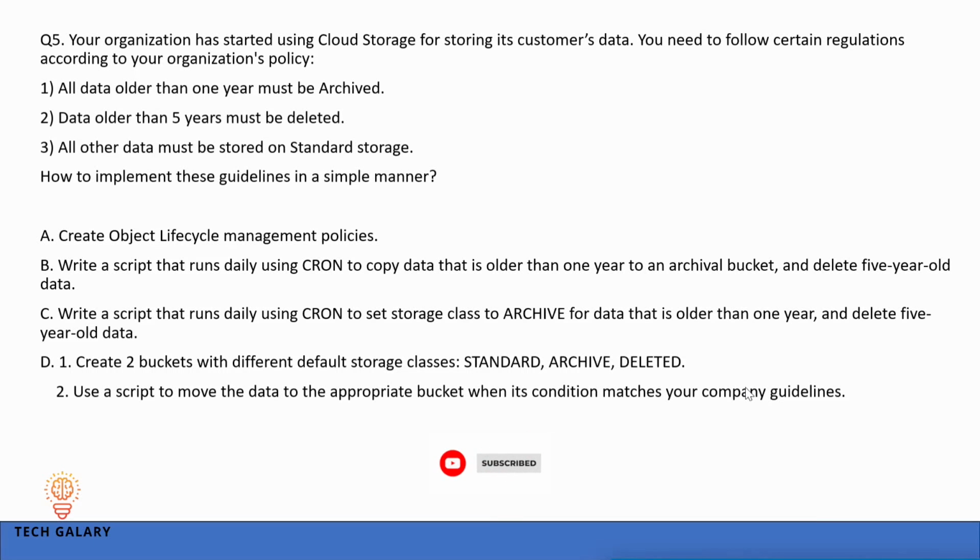Option A, create object lifecycle management policies. Option B, write a script that runs daily using cron to copy data that is older than 1 year to an archival bucket and delete 5-year-old data. Option C, write a script that runs daily using cron to set storage class to archive for data that is older than 1 year and delete 5-year-old data. Option D, create two buckets with different default storage classes, standard and archive, and delete. Use a script to move the data to the appropriate bucket when its condition matches your company guidelines. The correct answer to this question is option A.